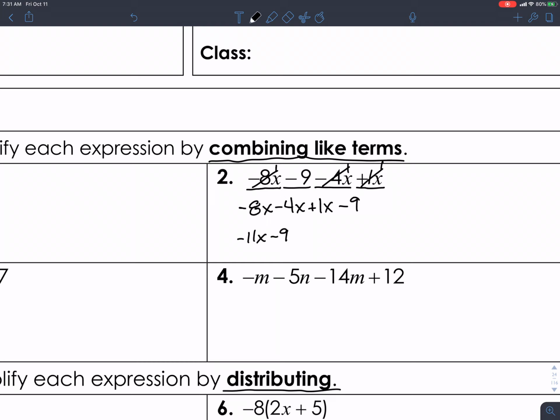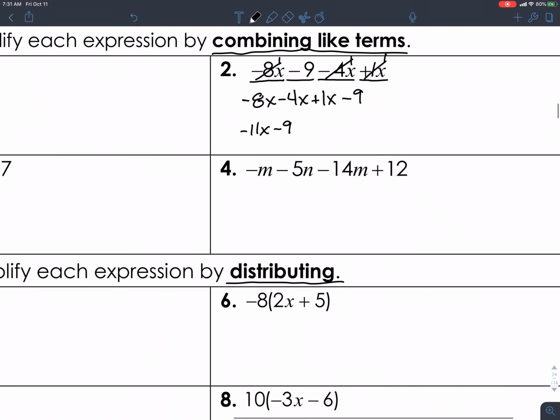And number 4 is a little bit more complicated, but I'll explain what you're going to do. So let's look. Do they all have a sign? Yes. Do they all have a number? No. That m, negative m, let's put a little 1 in there. Now let's underline our terms, including the signs. Negative 1m, negative 5n, negative 14m, positive 12.